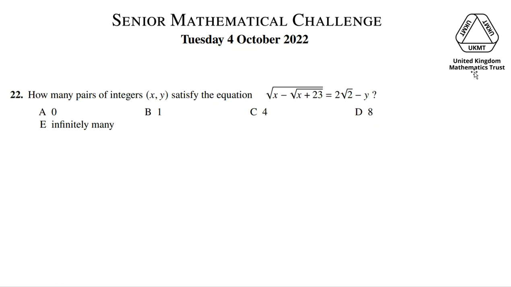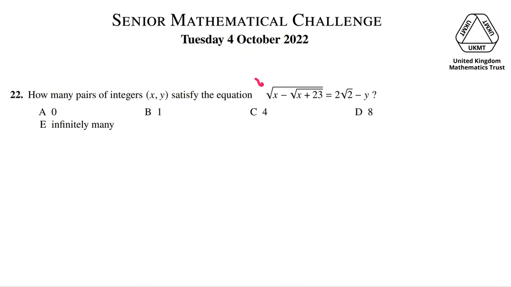United Kingdom Mathematics Trust 2022 Senior Mathematical Challenge problem number 22. How many pairs of integers x and y satisfy the equation square root of x minus square root of x plus 23 equal to 2 root 2 minus y?